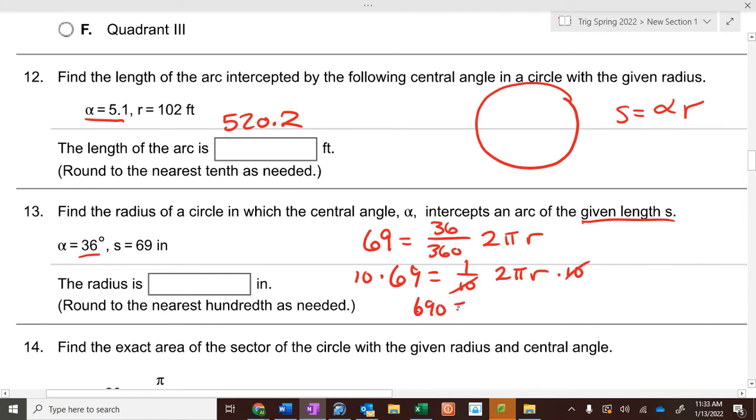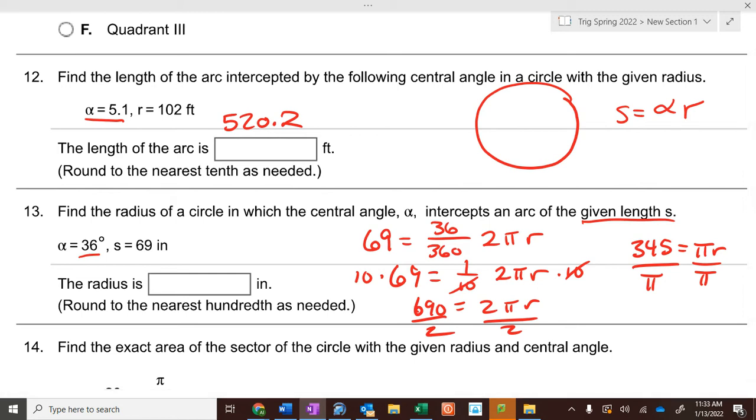So 690 equals 2 pi r. Divide by 2. 345 equals pi r. Divide by pi. And I can't do that in my head. 345 divided by 3.14159265 is 109.816917. Okay, what does it say in the directions? Nearest hundredth. So 109 point what? 109.82. Okay, we good there?